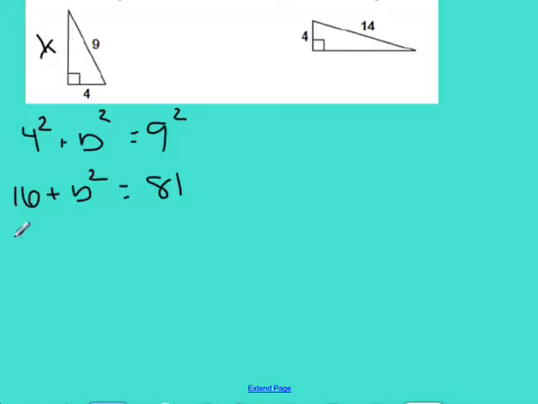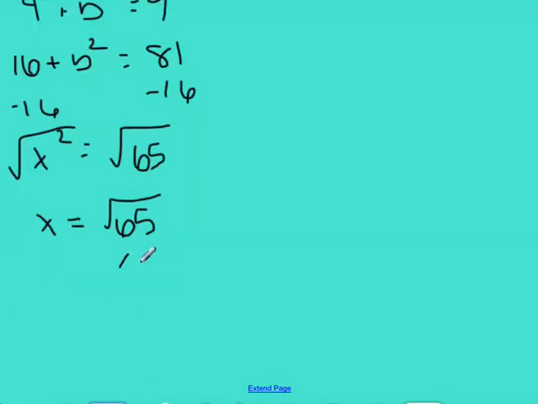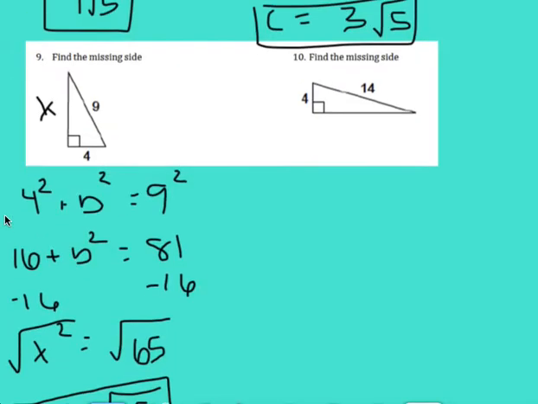So then we're going to go ahead and subtract 16 from both sides, and you end up getting that x squared is equal to 65, and when you take the square root to get your x, x is equal to the square root of 65. Well, let's try and break that down. I divide it by 5, and I end up getting 13. Both of those are prime numbers, so I don't have a pair. So my final answer is just x is equal to the square root of 65.